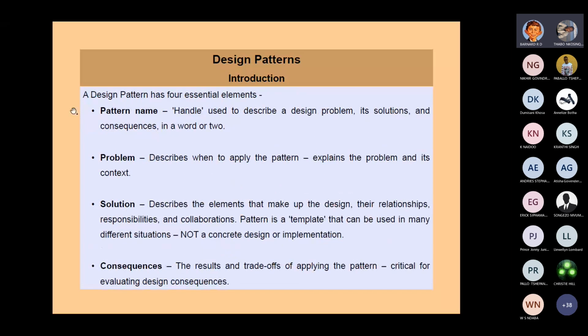Then this is from the book by the Gang of Four. This is how they describe the design patterns in their book. A design pattern has four essential elements: the pattern name, which they call a handle, and that's used to describe a design problem, its solutions and consequences in a word or two. For example, singleton or factory method, which give you an idea of what the design pattern does.